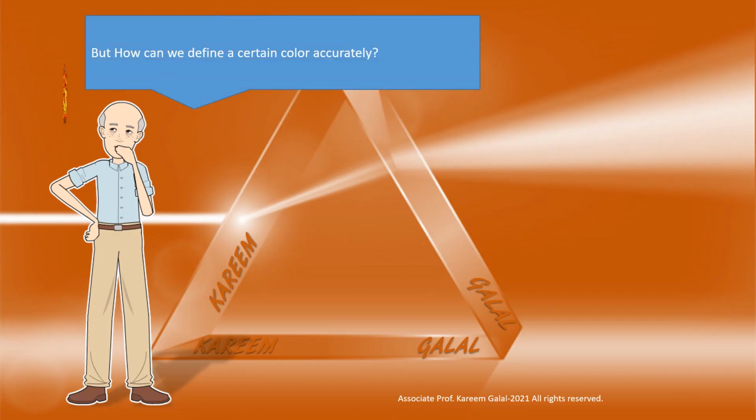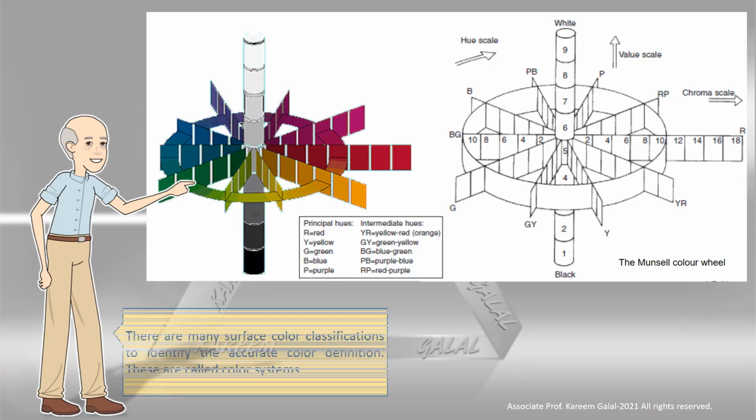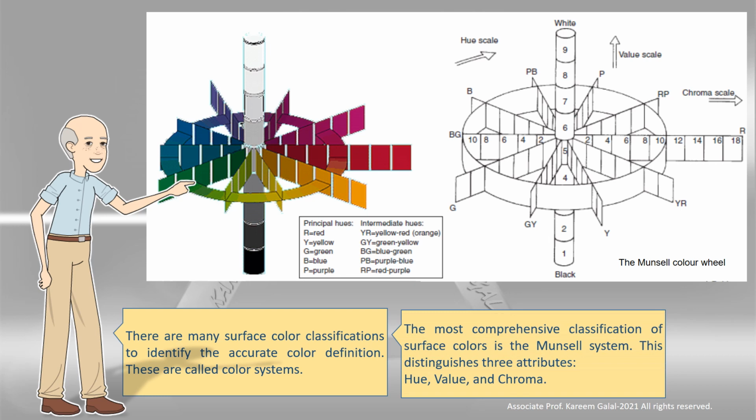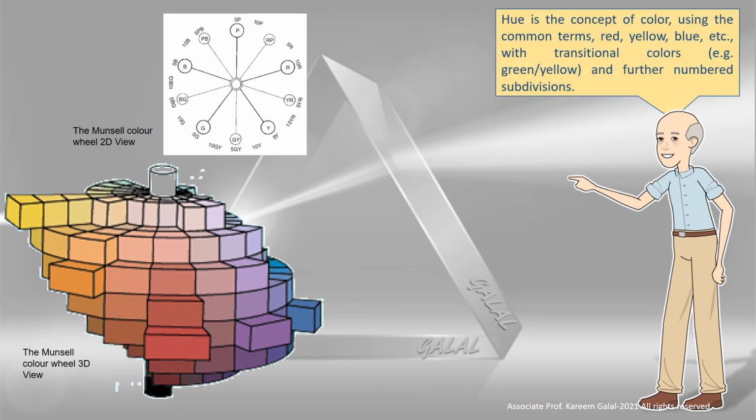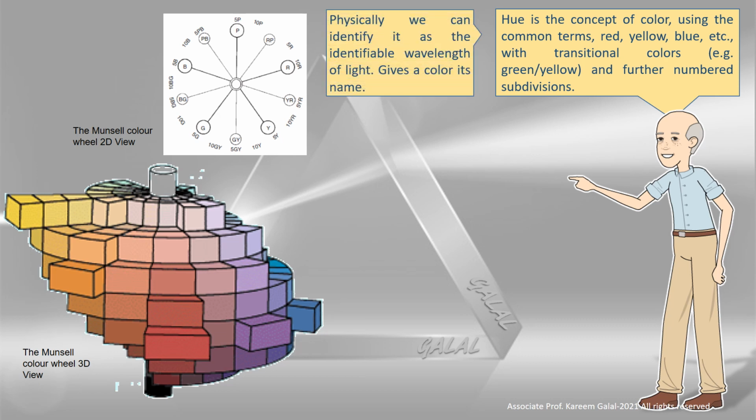But how can we define a certain color accurately? There are many surface color classifications to identify the accurate color definition. These are called color systems. The most comprehensive classification of surface colors is the Munsell system. This distinguishes three attributes: hue, value, and chroma. Hue is the concept of color, using the common terms red, yellow, blue, etc., with transitional colors, e.g. green/yellow, and further numbered subdivisions. Physically we can identify it as the identifiable wavelength of light. It gives a color its name.